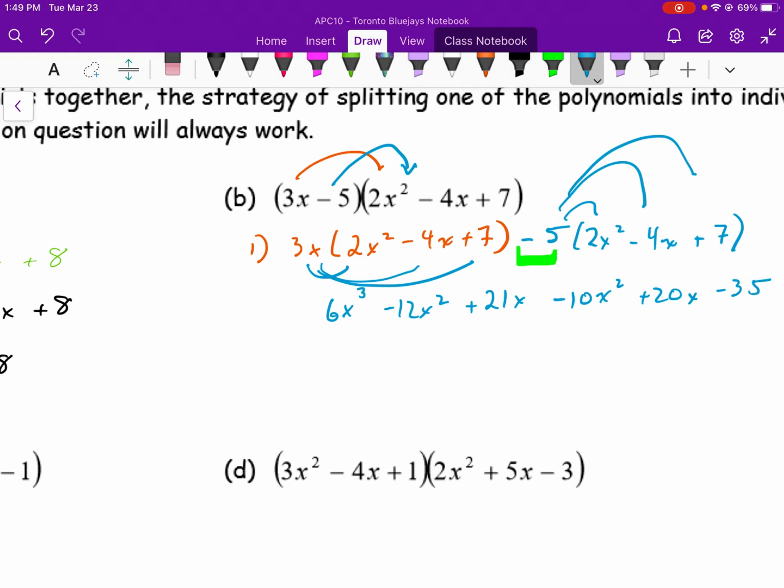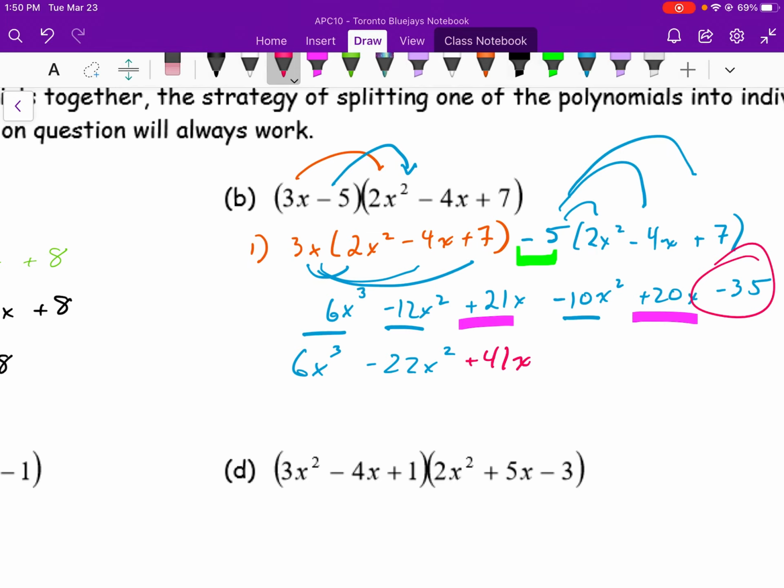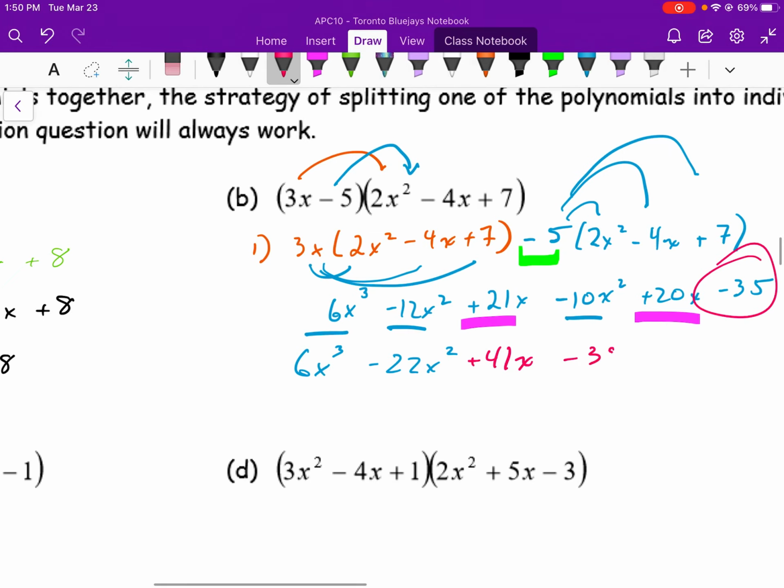I'm going to reorganize. So anything that is an x cubed, I'm going to combine, and there is only that. Anything that is x squared, I'm going to combine. Anything that has an x, I'm going to combine. So 21x plus 20x, and that's plus 41x. Last but not least, I'm going to put everything that's a constant, and there's only one constant, together. And there's my polynomial.